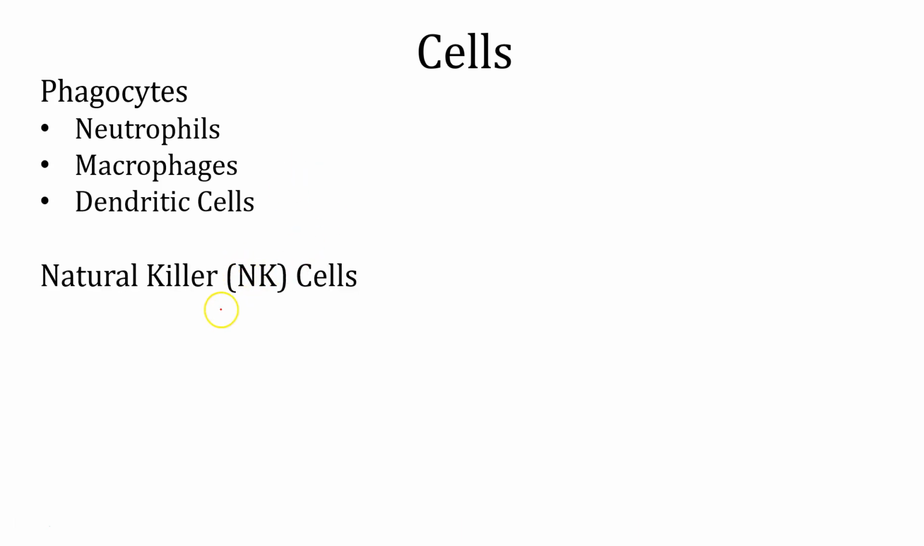The macrophages and the dendritic cells, they all come from monocytes, is kind of their lineage. Remember, the monocytes were a type of white blood cell, and they can differentiate to form macrophages or dendritic cells.